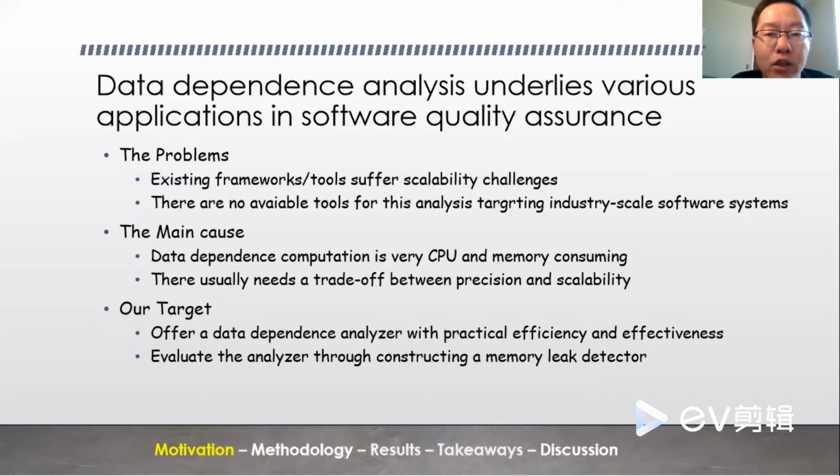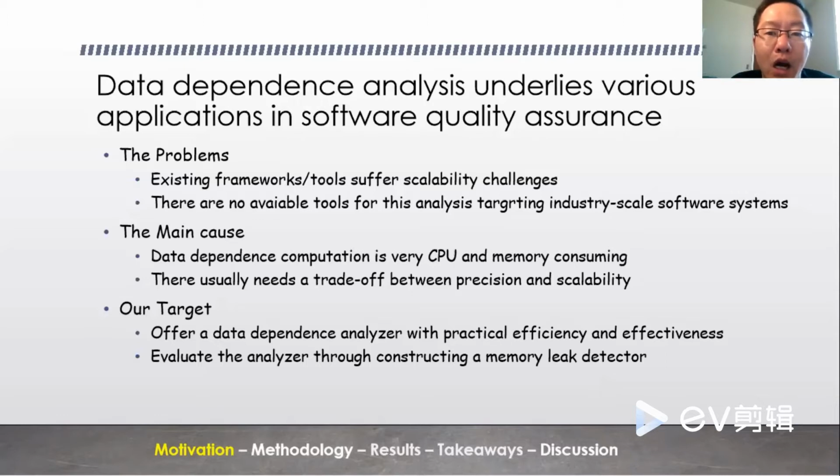A common strategy here is to get a balance between precision and scalability. Reducing or weakening a property, for example, context sensitivity, can make the algorithm much more efficient. Then we sacrifice accuracy to some extent and save time or memory cost.